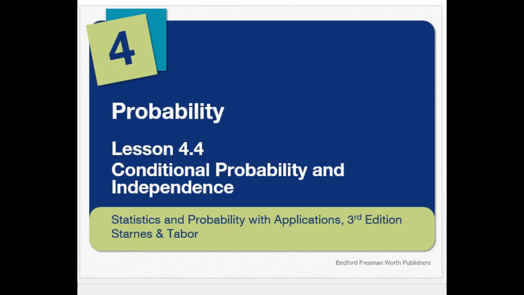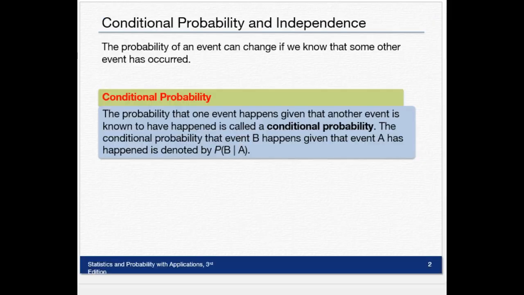Okay, in 4.4, we're going to talk about a concept called conditional probability and independence. The probability of an event can change if we know that some other event has occurred. The probability that one event happens, given that another event has happened, is called conditional probability. The conditional probability that event B happens, given that A has happened, is denoted by P(B | A).